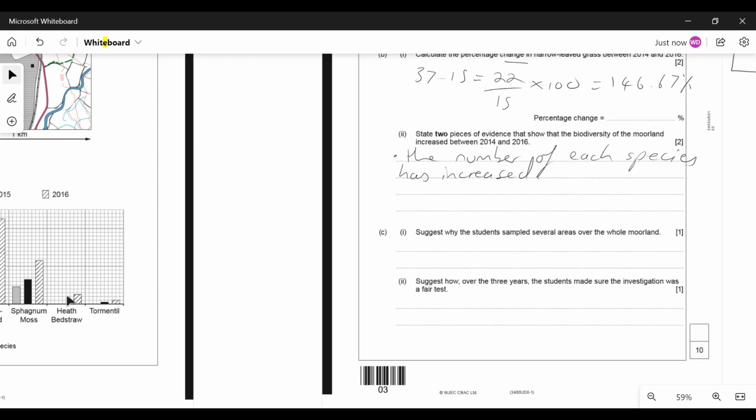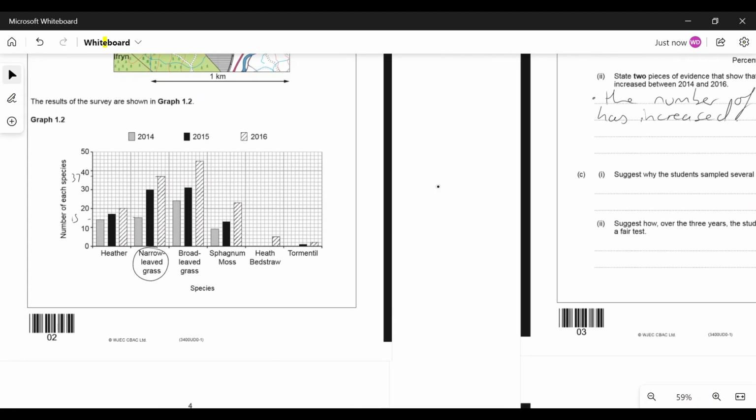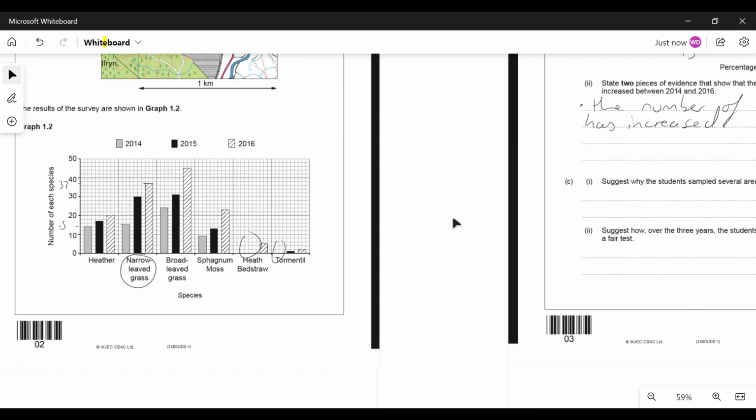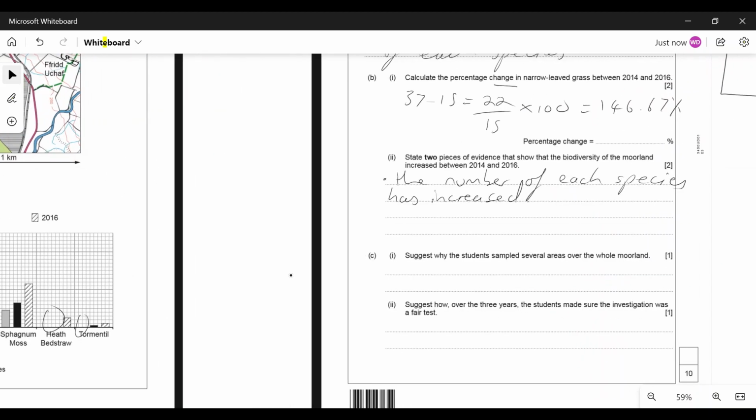Okay, also there was no heath bed straw before in 2014 or 2015, nor was there any tormentil in 2014, so the number of species itself has increased. Okay, so if you remember the definition of biodiversity, it's the number of each species and the number of individuals within each species. So that's where you get that answer from.